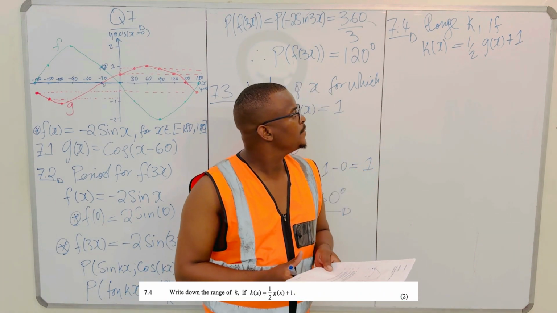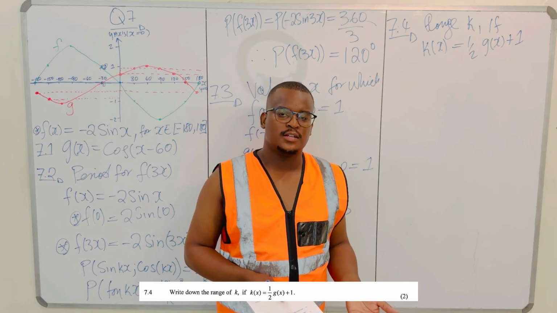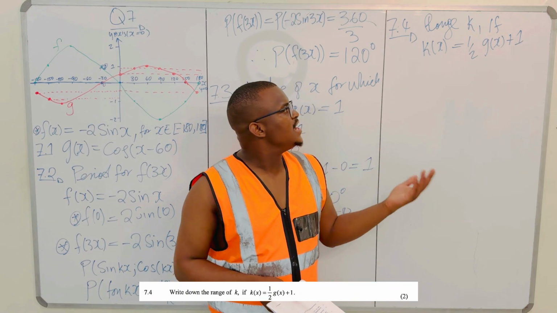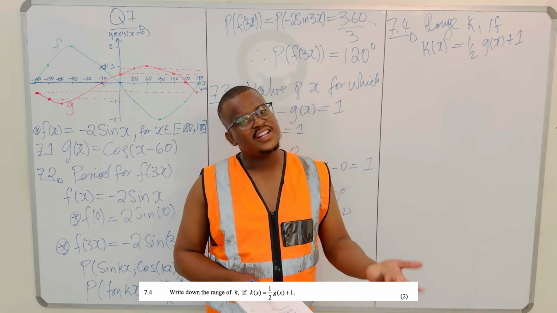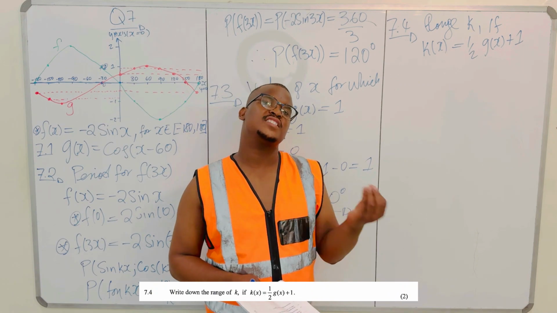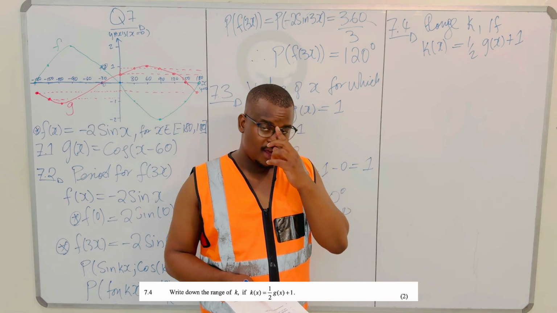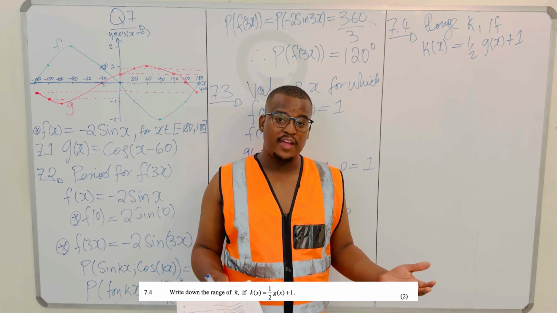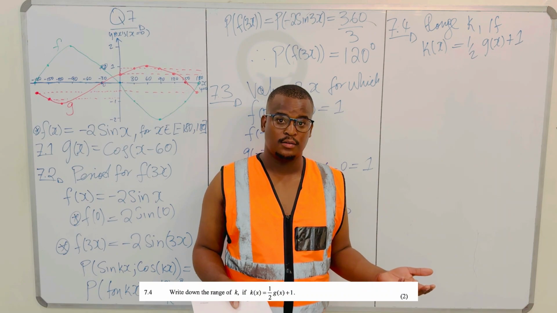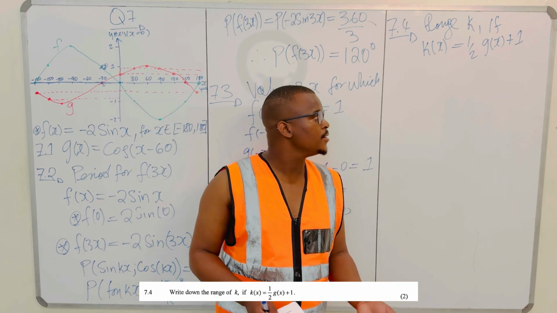No problem. So they want us to write the range of this thing. So what is the range of a function? A range of a function is a set of y values that your function uses. That's a simple definition of a range. It's a set of y values that your function is using, or is allowed to use. That would be a nicer way.